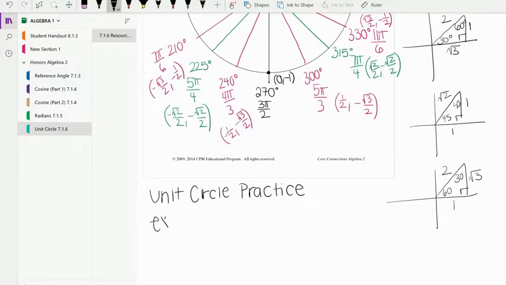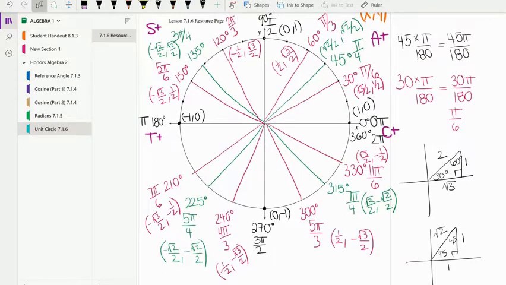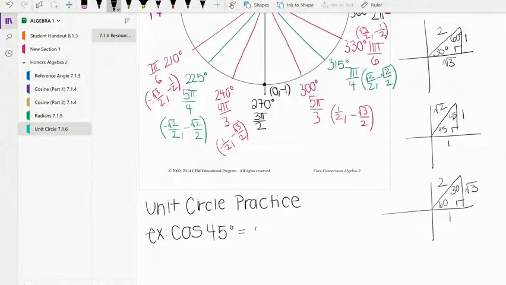So for example, if I ask you to find the cosine of 45 degrees, we can absolutely draw a triangle, but we learned that cosine is the x value of a point on the unit circle and sine is the y value. So what you can do is look at 45 degrees and look at the x value, and the x value at 45 degrees is just root 2 over 2. And you're done.